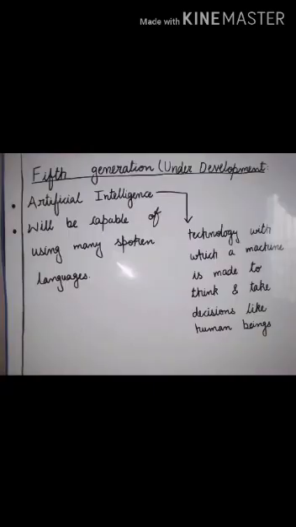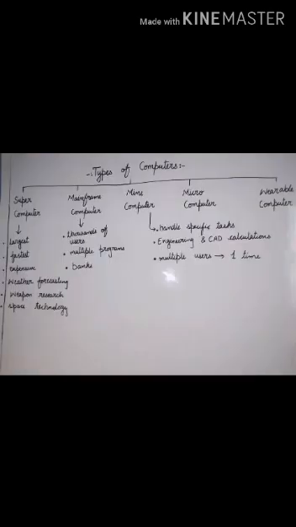Fifth generation computers. The fifth generation computers are under development using artificial intelligence and parallel processing. Artificial intelligence is the technology with which a machine is made to think and take decisions like human beings. These computers will be capable of using many spoken languages. Types of computers: supercomputers, mainframe computers, mini computers, microcomputers, and the fifth one is wearable computers.